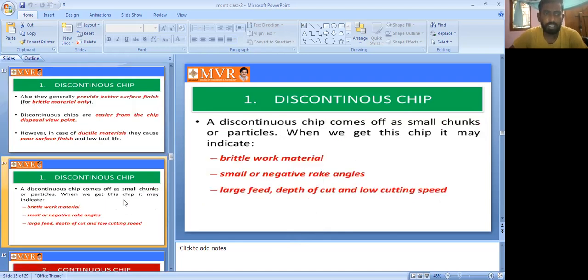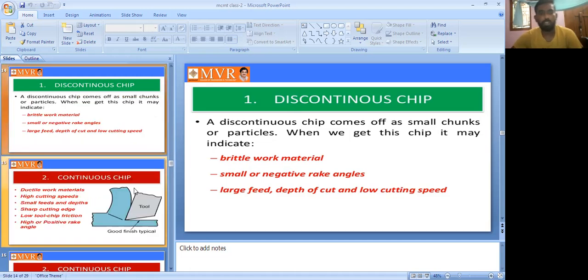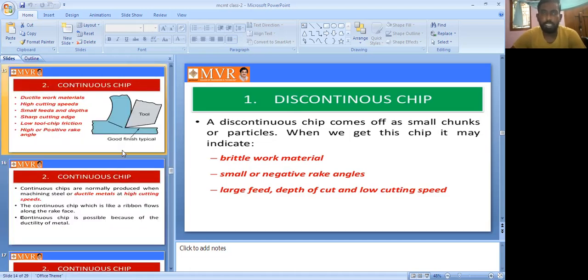Next, discontinuous chip formation cuts off small chunks of particles. When we get this chip, it may indicate a brittle work material. That was the first point. Next is a smaller negative rake angle, which we can see with discontinuous chips. Large feed and depth of cut and low cutting speed are also seen with discontinuous chips. These are the classifications of the discontinuous chip.